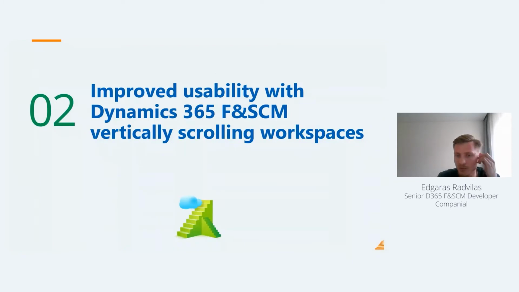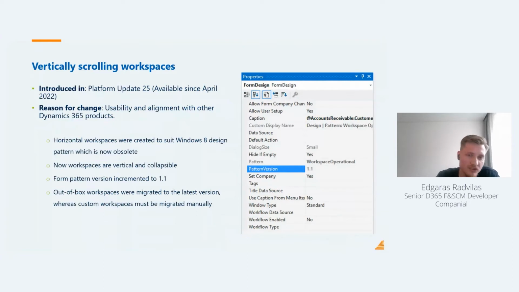So let's jump to the actual features that were introduced. The first one for me is vertical scrolling workspaces. This is more of a visual change. Before, workspaces were in a horizontal pattern, and now they have changed to a vertical and collapsible pattern. It was introduced in platform update 25, and it's been available since April of this year.